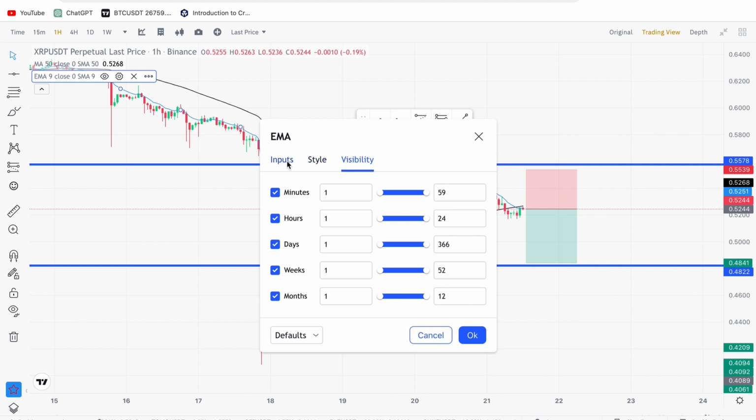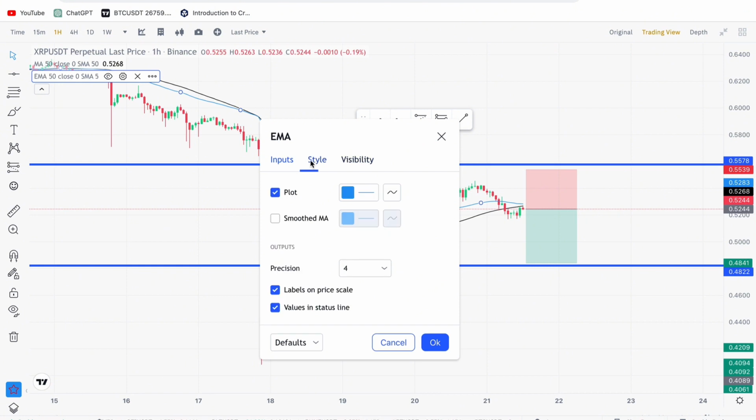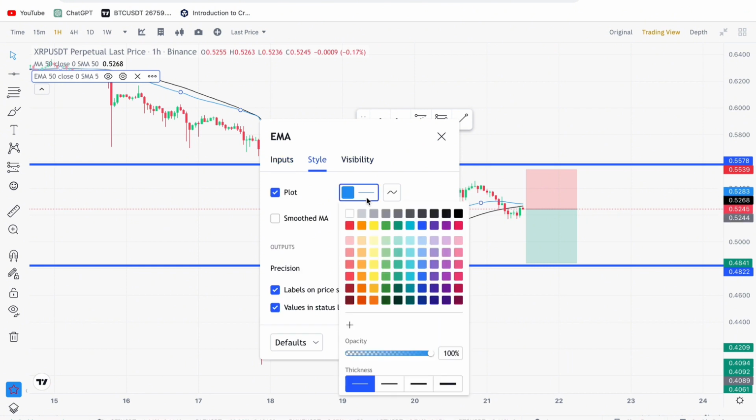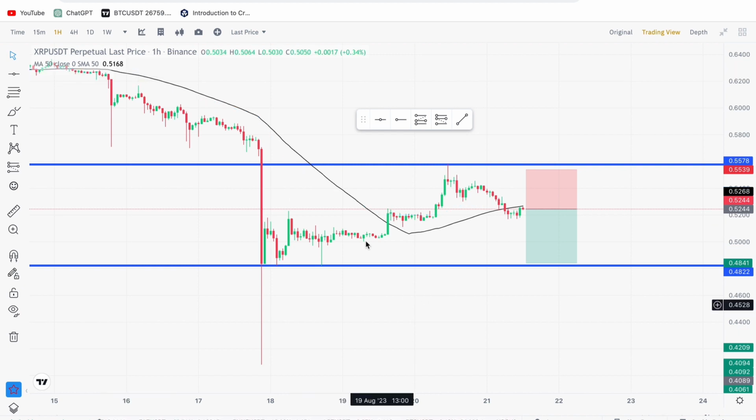So what I'll do is I'll just click on the input, then I'll make the length to be 50, the smoothing is 5. Then when you do that, you now click on style. With the style, you change the color that you want. For me, I usually go with blue, so you can decide the color you want. Then you just click on confirm. If you want to delete it, because I already have the other one active, I'll just click here to delete it. Okay, so this is the moving average right now.